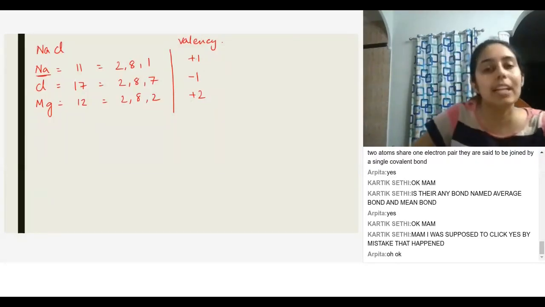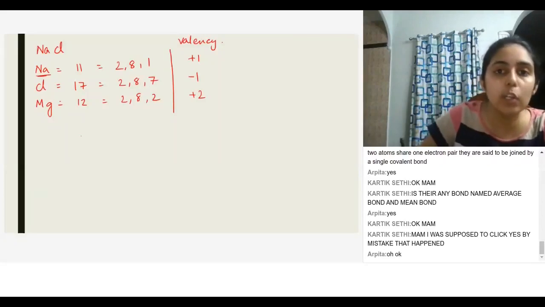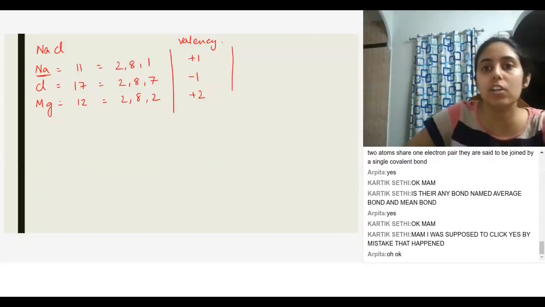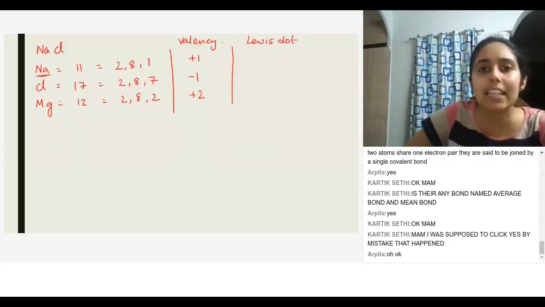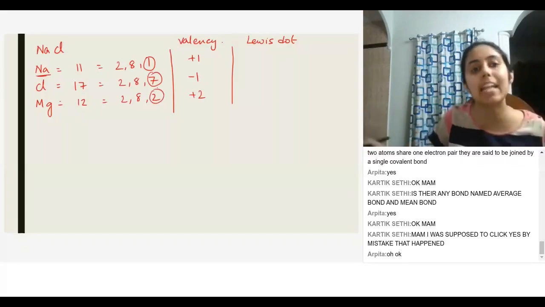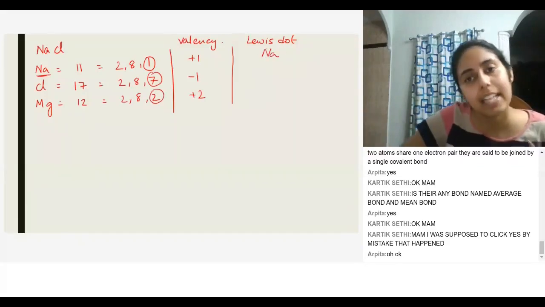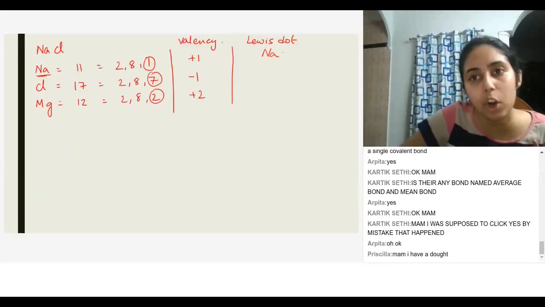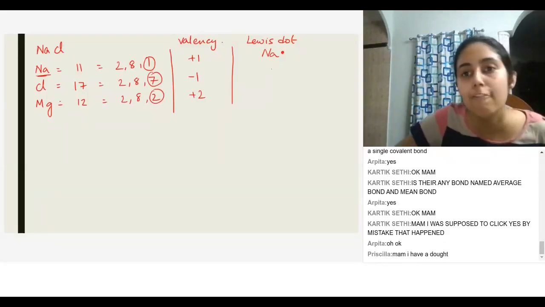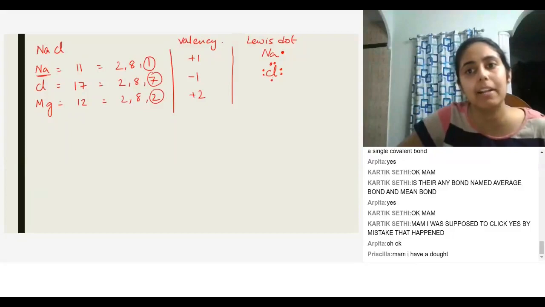Okay. Now let's take a look at the Lewis dot structure. The Lewis dot structure is nothing but, however many electrons I have in the outermost shell, I'll represent those as dots. Just the valence electrons I'll put as dots. So for Na, the Lewis dot structure is just 1 dot. For chlorine, it is 7 dots. And I can write these 7 dots wherever I want. It doesn't matter.